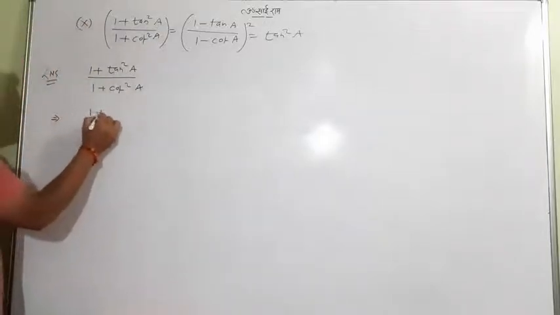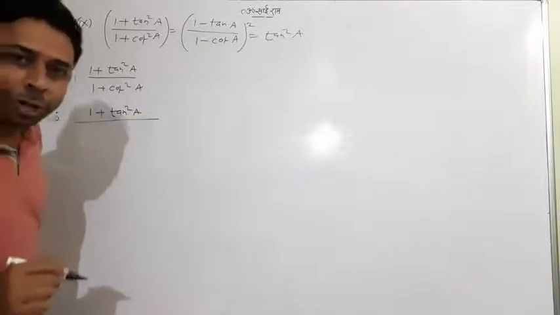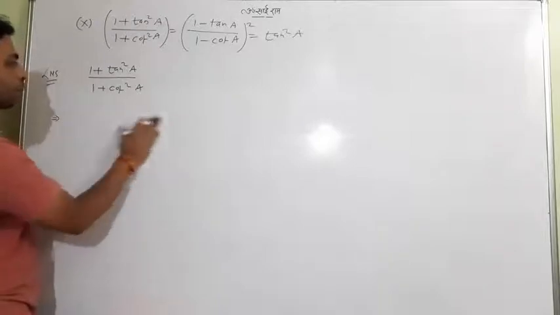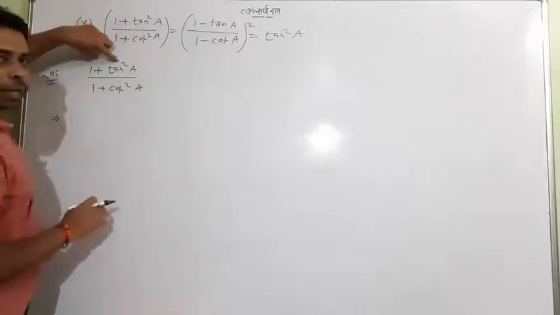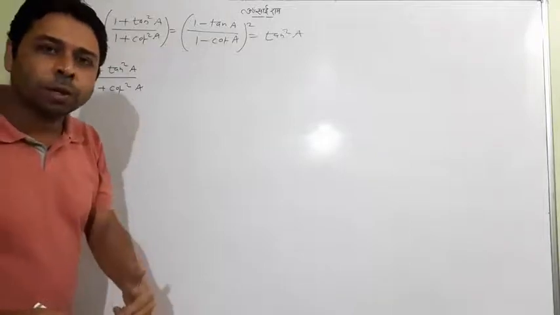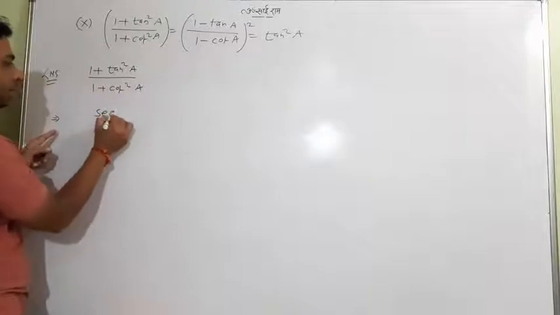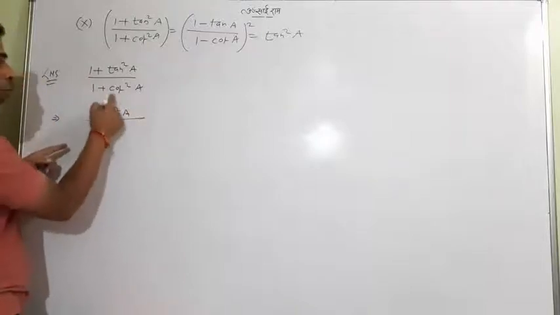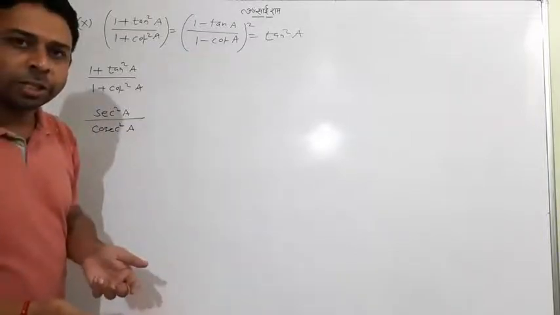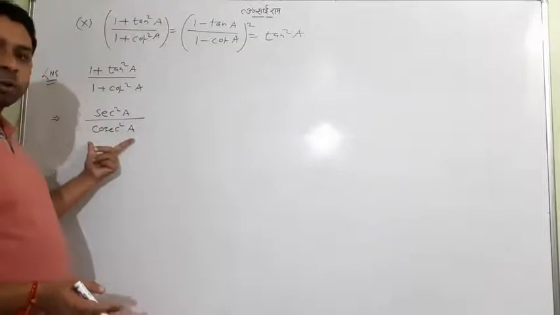Look at the thing. I need a tan square. So it's a trick: 1 plus tan square. 1 plus tan square is an identity. You remember that 1 plus tan square equals sec square, and 1 plus cot square equals cosec square a. It is nothing new, they are simple identities. 1 plus tan square equals sec square and 1 plus cot square equals cosec square.